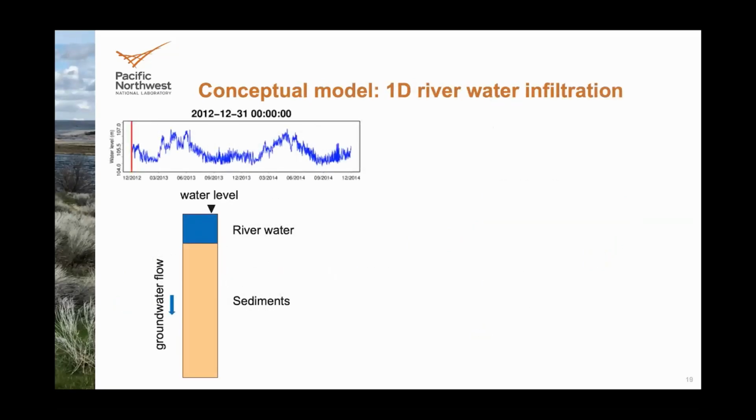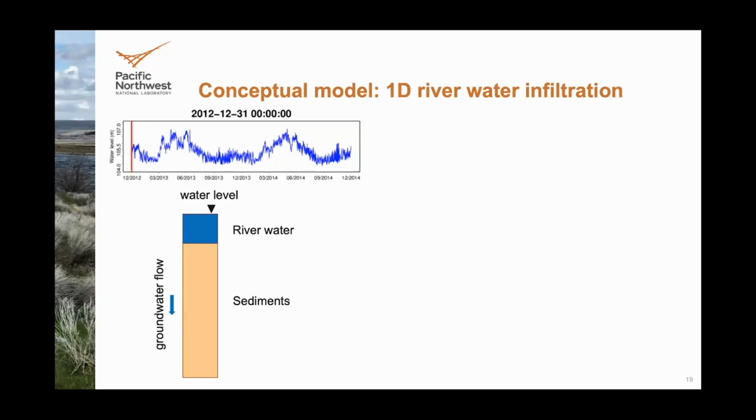So this is the conceptual model we will work with today. It's a 1D river water infiltration model. The figure on the top shows the dynamic change of water level. We can see the water level is at a high stage in the summer and a low stage in the winter. Below is the conceptual model for the river water infiltration. The blue region represents the river water, and the yellow region represents the sediments. So the groundwater is flowing in the sediments.